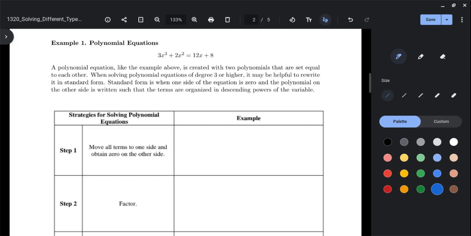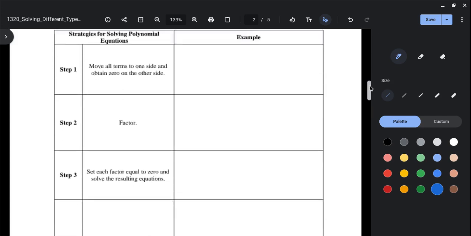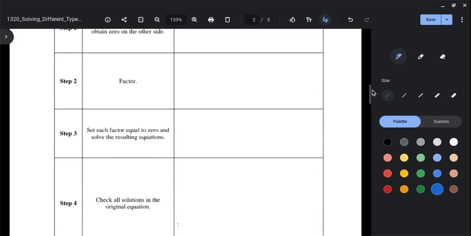Another thing is that when we write it so that all the terms are on the one side of our equal sign, it's also nice if we write those terms in descending order of the powers of the variable. And so we'll show you what I mean by that in step 1. The second step is you're going to factor that polynomial. So now that you have 0 on one side of your equal sign, we're going to factor using some of those factoring strategies that we had talked about in a previous video.